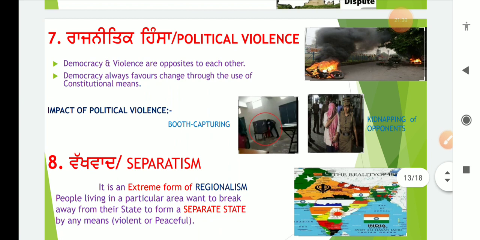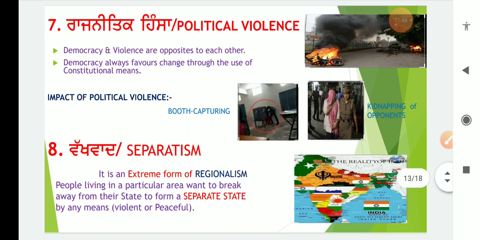Impact of political violence: we can see that those who are powerful, those who are bahubalis, win elections and come in power and rule for themselves instead of for the people.